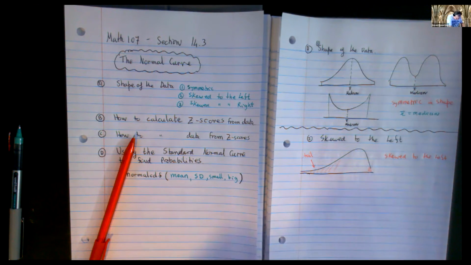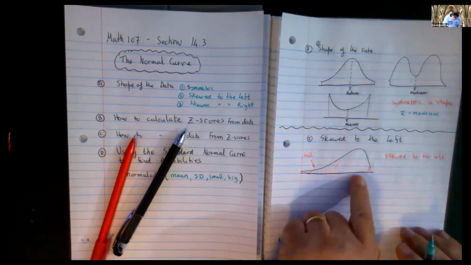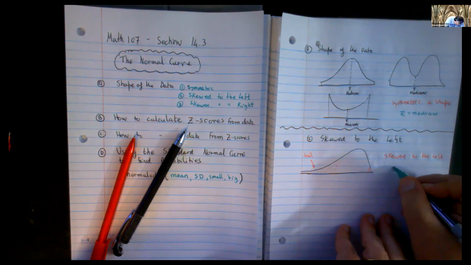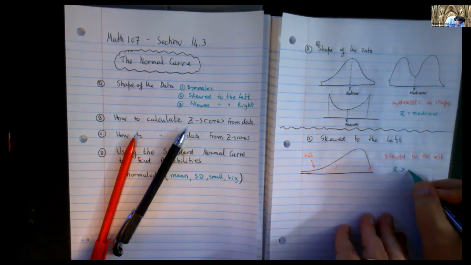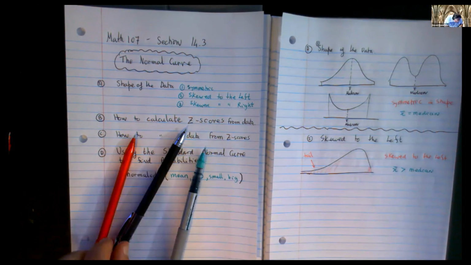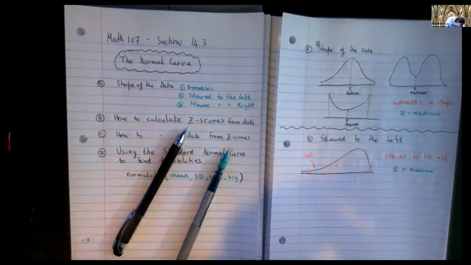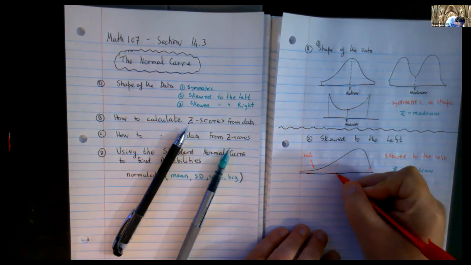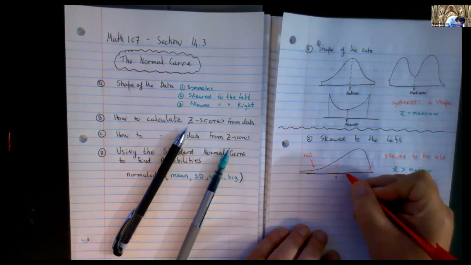Now, when you are skewed to the left, as we are here, the mean is going to be bigger than the median. Now, if you calculated the mean in this data, I don't know, the mean might be here, and the median would be here.